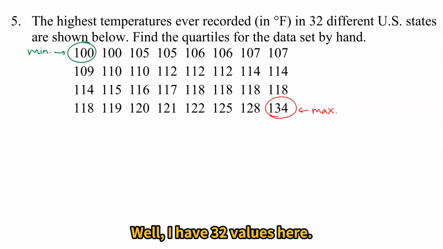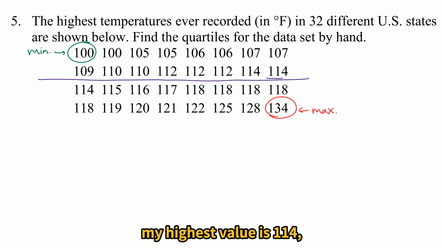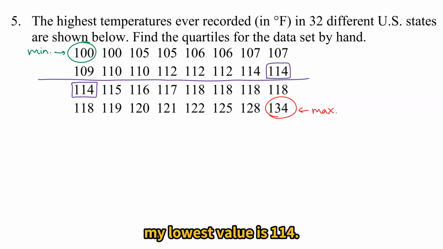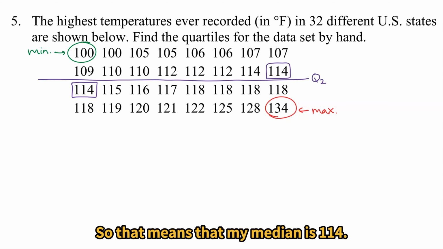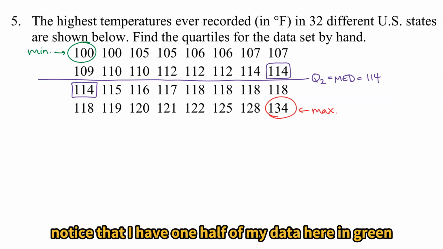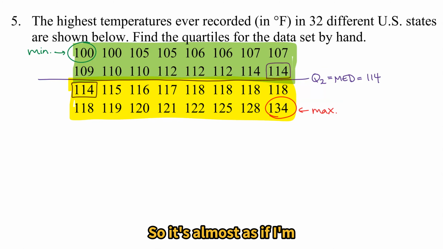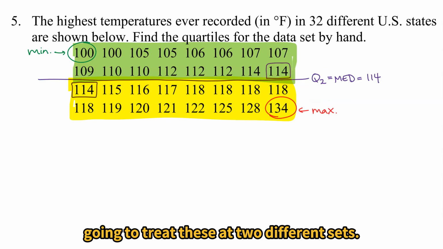Well, I have 32 values here, so I'm going to split the data in half right here. And I see in the first half, my highest value is 114, and in the second half, my lowest value is 114. So that means that my median is 114. Then, to get Q1 and Q3, notice that I have 1/2 of my data here in green and the other half here in yellow. So it's almost as if I'm going to treat these as 2 different sets.